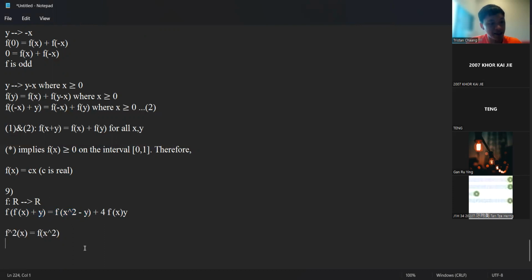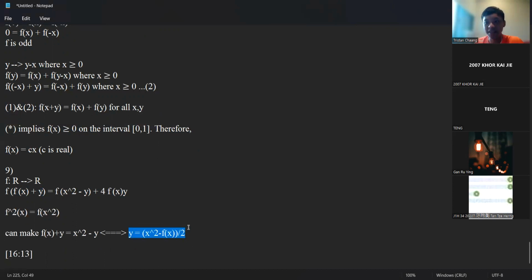How? Because we can make f(x plus y) equals x squared minus y. So when does this happen in particular? It happens when y is (x squared minus f(x)) over 2. So in particular, if we let y be this particular value and plug it back in, those two terms must cancel. 0 equals 0 plus 4f(x) times whatever this is, x squared minus f(x) over 2.